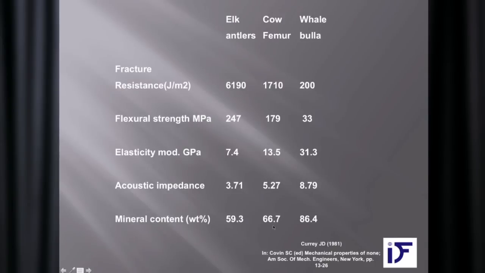So we have approximately in our bones a mineral content of 65%. There are bones, cortical bones, available in nature with less mineral content, like the elk antler. Of course, if you decrease the mineral content, the fracture resistance goes up and the elasticity changes. And you see the same thing on the other side for a whale bulla. If you increase the mineral content, the fracture resistance goes down, and then you have also changes in the elasticity.